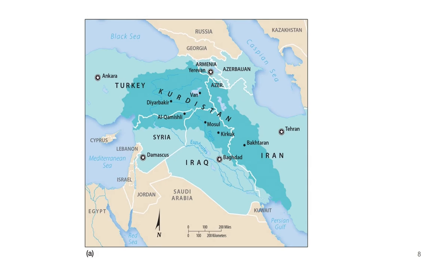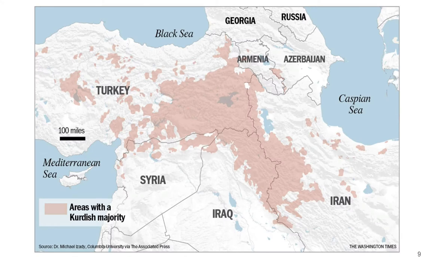So here's Kurdistan. The white lines are the country's borders. So here's Armenia, here's Iran, Iraq, Syria, and Turkey. And then this darker blue area is a region with a higher concentration of people that are Kurdish. So this is from a recent geography text. This is from the Washington Times, with slightly different maps showing national borders as black lines now, and the area with a Kurdish majority is like this overlap. So it's eastern Turkey and western Iran and northern Iraq and northern Syria.